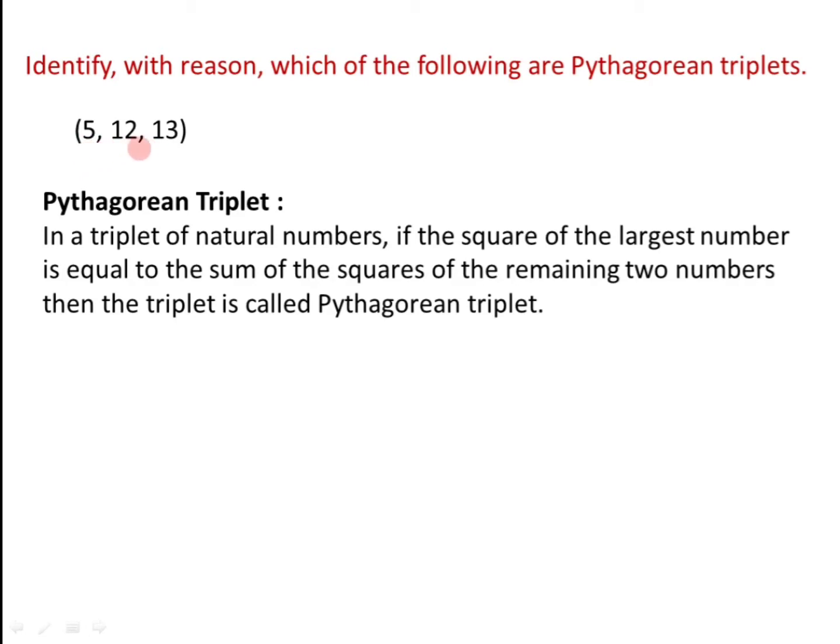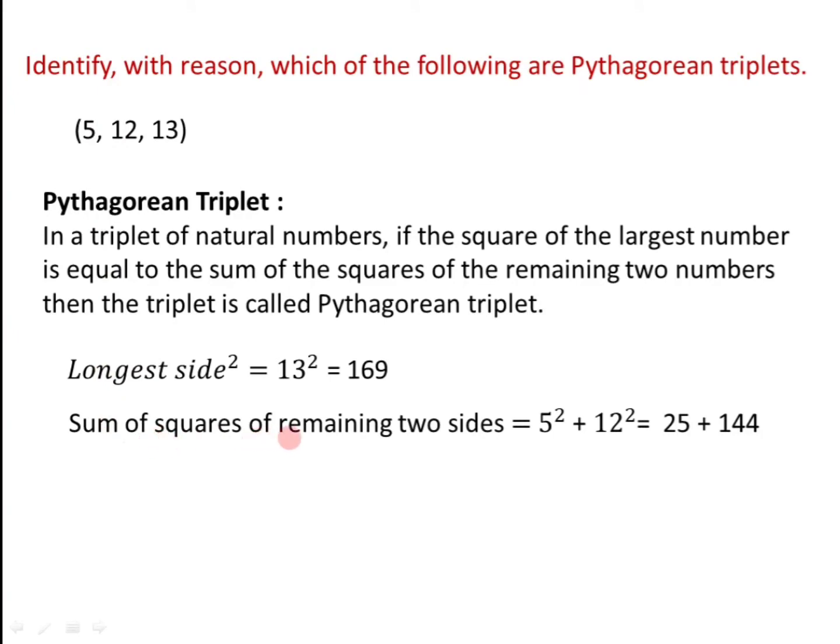So we have to decide whether this is a Pythagorean triplet or not. For that, let us take the longest side and square it. The longest number amongst these is 13. So we should make 13 square, that's 169. Now apart from 13, there are another two numbers, 5 and 12. So we have to make the sum of squares of the remaining two numbers, that is 5 square plus 12 square, that is equal to 5 square is 25 plus 12 square is 144. So 25 plus 144, that's 169.